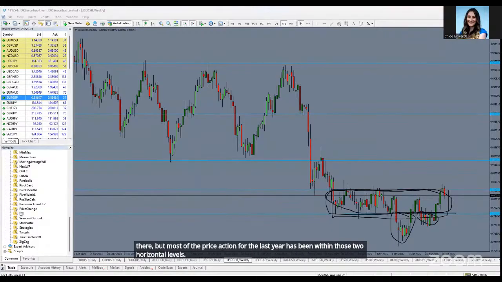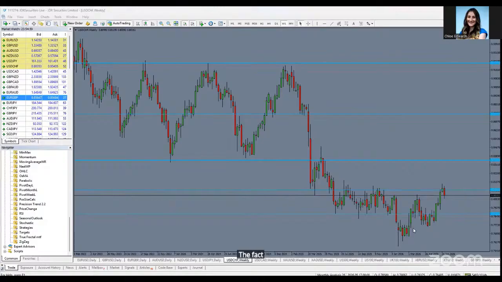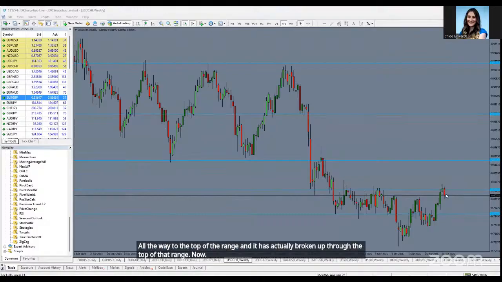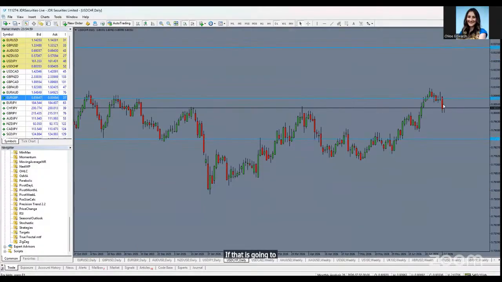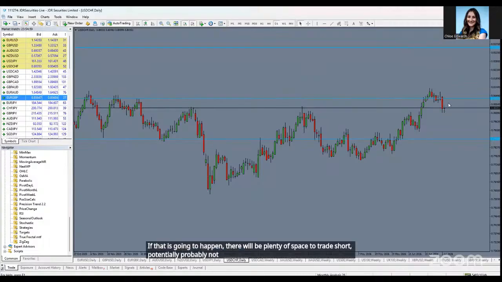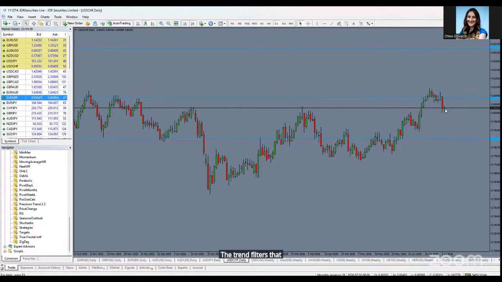But most of the price action for the last year has been within those two horizontal levels. So the fact that price has now recently come back up from beneath that range all the way to the top of the range, and it has actually broken up through the top of that range. Now that could be a false break, and price could now trade all the way back down to the bottom of the range. That's one option. And if that is going to happen, bearing in mind we're on a weekly time frame here, there will be plenty of space to trade short, potentially, probably not on a daily time frame for me because the trend filters that I require won't be met.